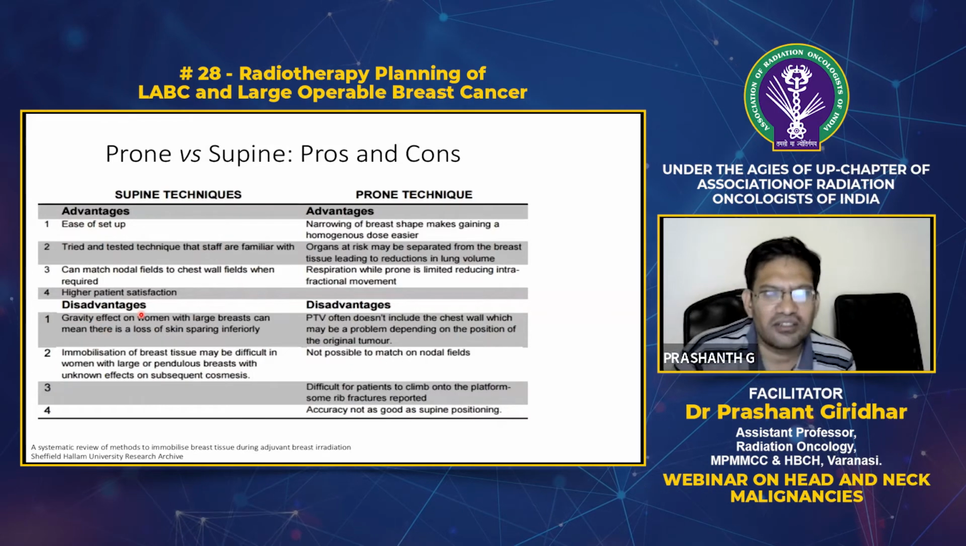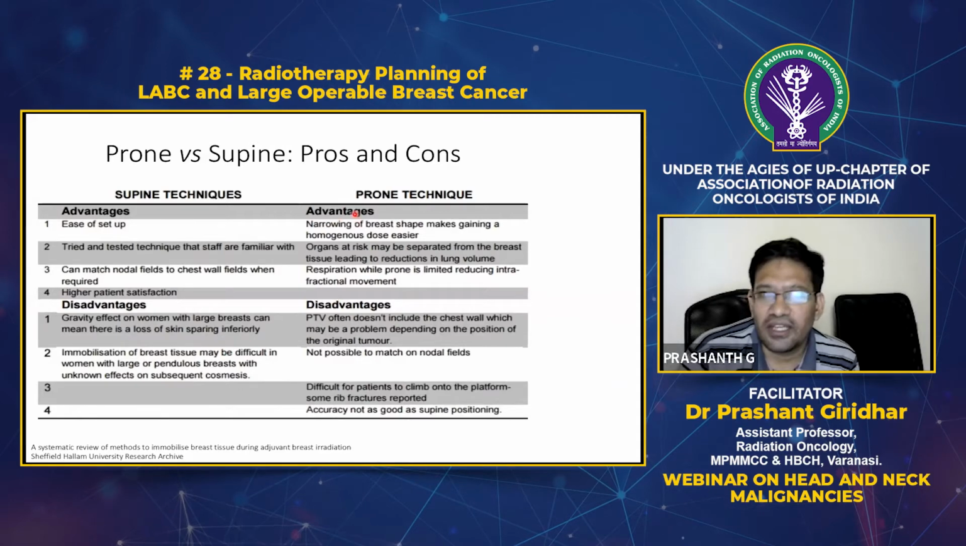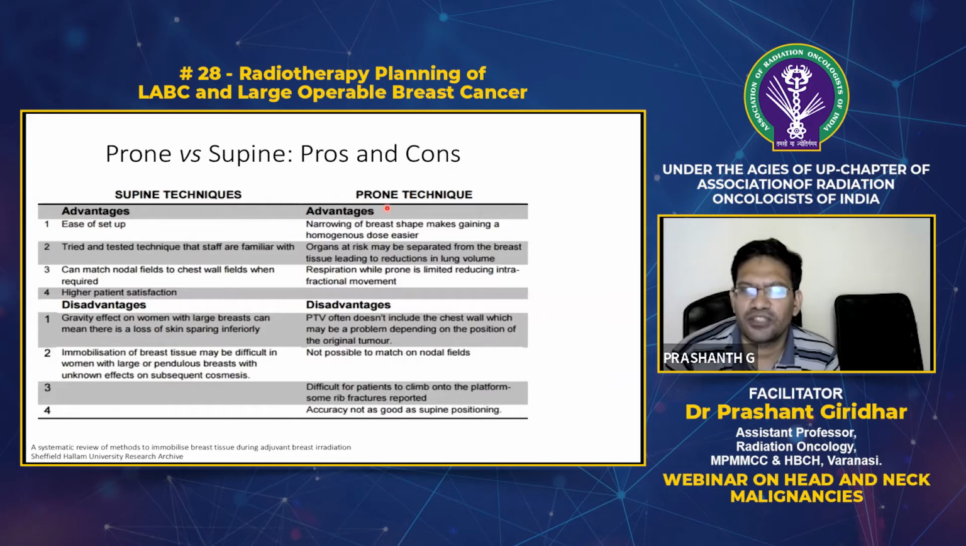The disadvantages: there is some gravity effect with large breasts, and therefore skin sparing may be a little less. Immobilization of breast tissue may be difficult. In the prone technique, as we did see, the major advantage is the lung dose can be reduced. The opposite breast dose can also be reduced by pushing it away to the opposite side. But the most important disadvantage is that it is not possible to match the nodal fields very well.